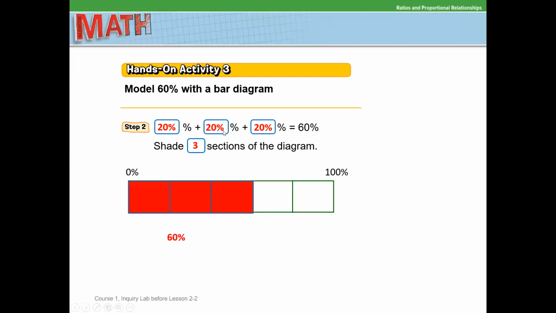20% plus 20% plus 20% is 60%. Shade 3 sections of the diagram, and we can see, what does 60% look like? We're visualizing, we're seeing it in our head, that 60% of the whole thing looks like this. We can see it's a little more than half. We can see that it's 3 parts out of 5.